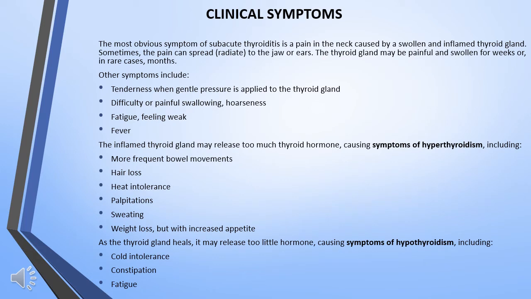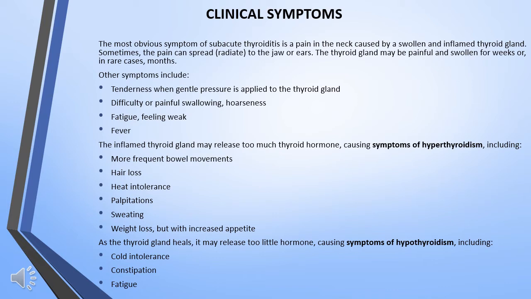Now let's talk about the clinical symptoms. The most common symptom is the pain in the neck, and it is caused by swollen and inflamed thyroid gland. This pain can also radiate to jaw and also to the ears. Other symptoms such as difficulty swallowing, hoarseness of voice, and fever can also occur.